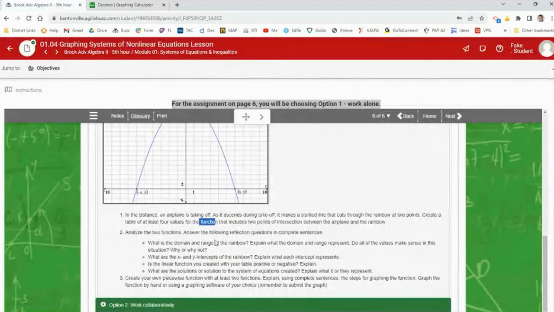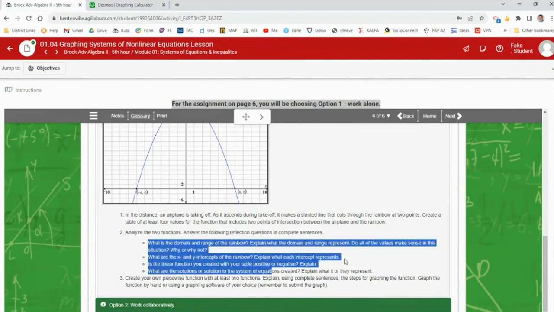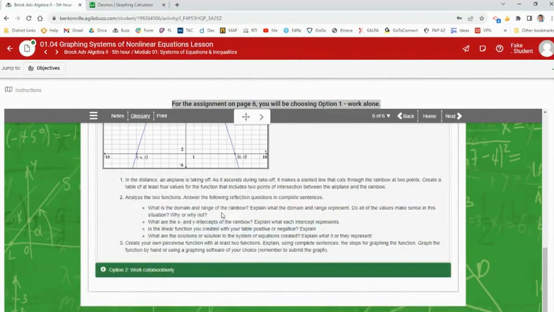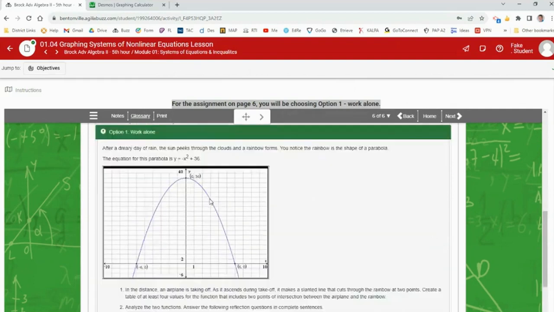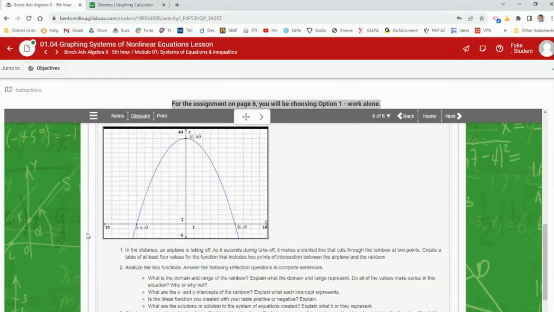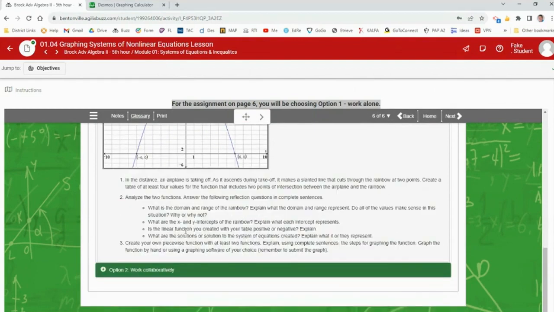4 points. Then step number 2, analyze the 2. Answer these questions about the 2. What is the domain and range of the rainbow? Right? What's the possible x's, possible y's for that equation? Do all of the values make sense in this situation? If you say the domain is from negative infinity to positive infinity, does that make sense? What are the x and y intercepts of the rainbow?